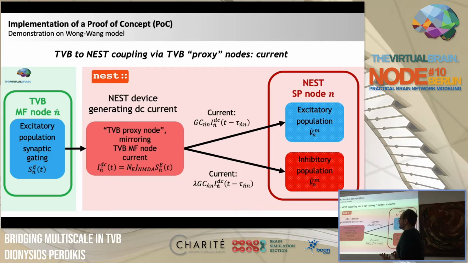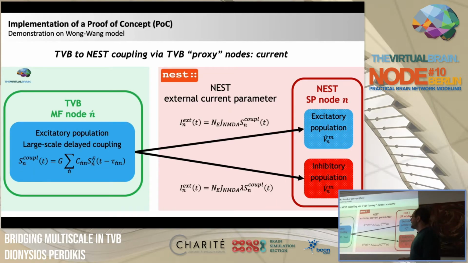The second scenario I talked to you about is when we convert this synaptic gating variable, we multiply it with a current constant, we scale it with the number of neurons, and it becomes a current. And then this current drives another device in NEST that can generate currents and send them with the corresponding delay and connectivity weight to the spiking networks inside NEST. So this is a coupling between one TVB region and one NEST spiking region.